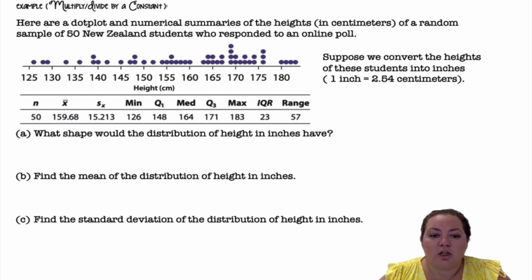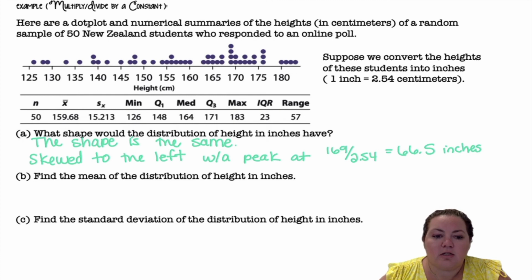Okay, so in order to change these, I would have to go from centimeters to inches, so I'd have to divide by 2.54 centimeters, but my shape would stay the same. I can see this is skewed to the left a little with a peak at like 169, but I'm changing it to inches, so divide by 2.54, which would be 66.5 inches.